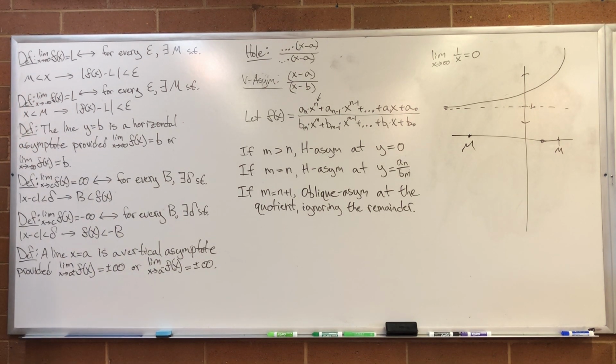Make sense? It just might be a problem if they have you actually calculate one. If it came out positive, not a problem. Okay, so now, horizontal asymptote, the exact definition.